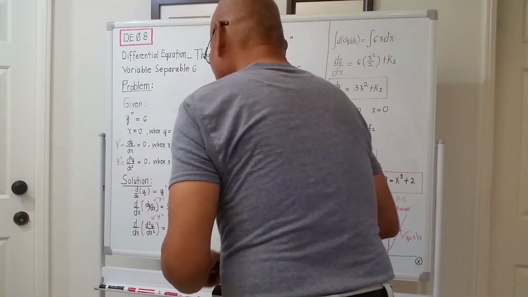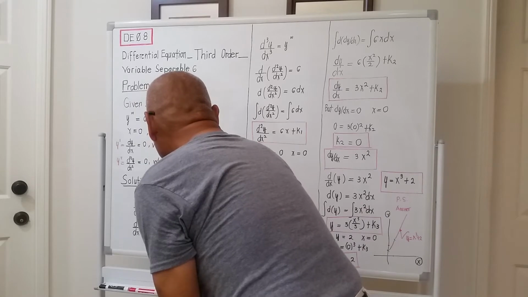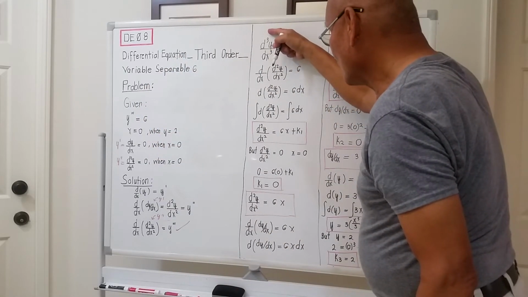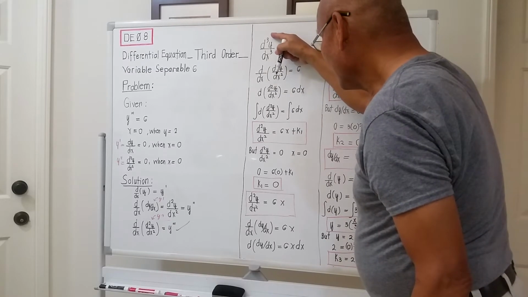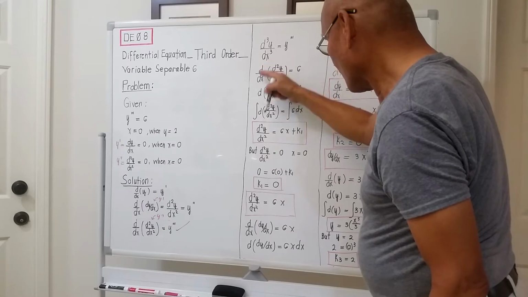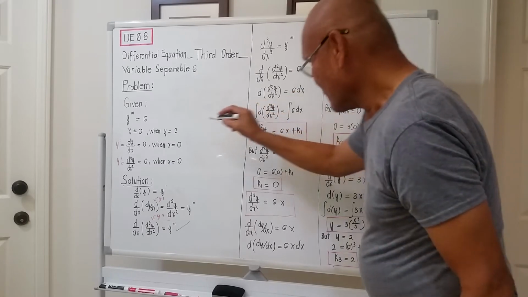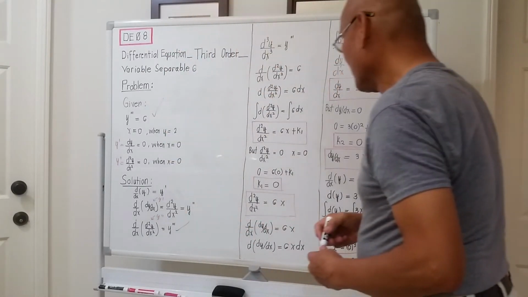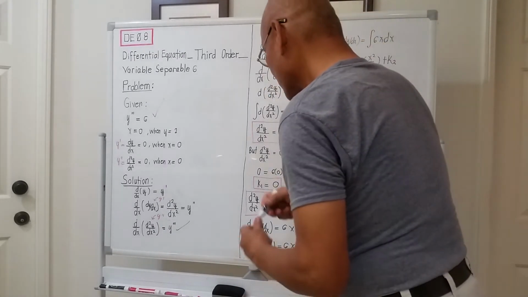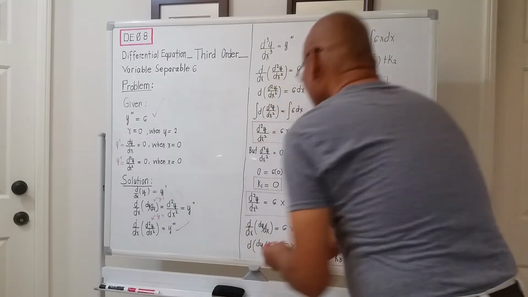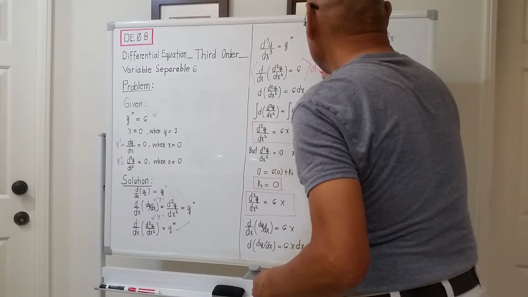So if we get this relation now, the third one, d cube y over dx cube is equal to y triple prime, but d cube y over dx cube is actually the derivative with respect to x of the second derivative, and this should be equal to 6. Let's try to separate the variables. So we will multiply all terms by dx.